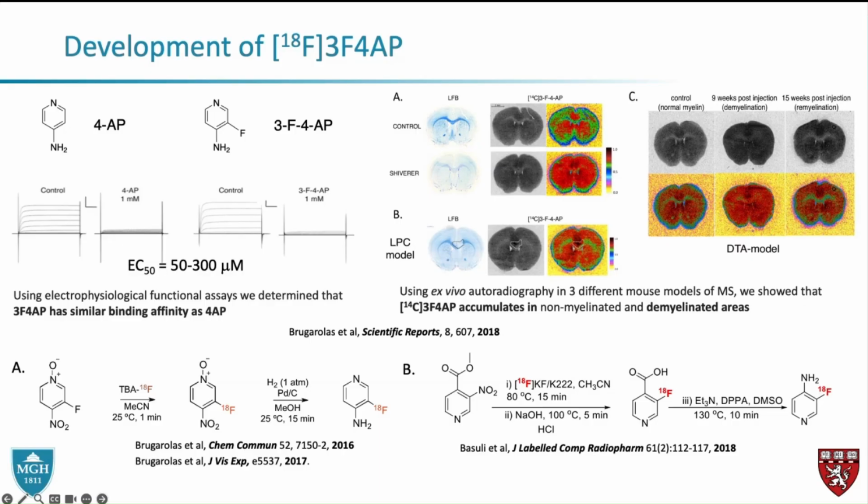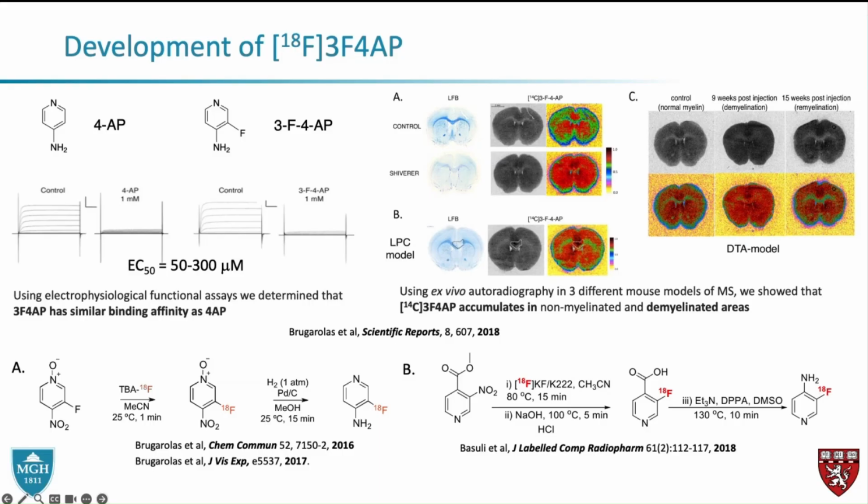We confirmed this in 2 other models. This is a model of demyelination followed by remyelination, and you can see that the signal goes up and then goes down upon remyelination. And this is a model similar to the one I showed before of chemically induced demyelination, and we can see a hot spot in the area of demyelination.